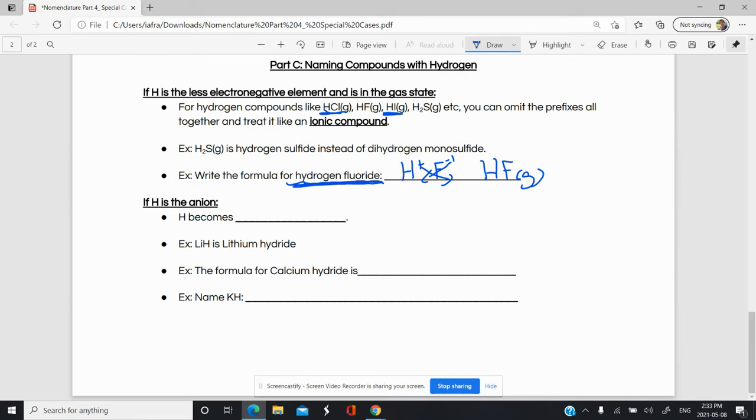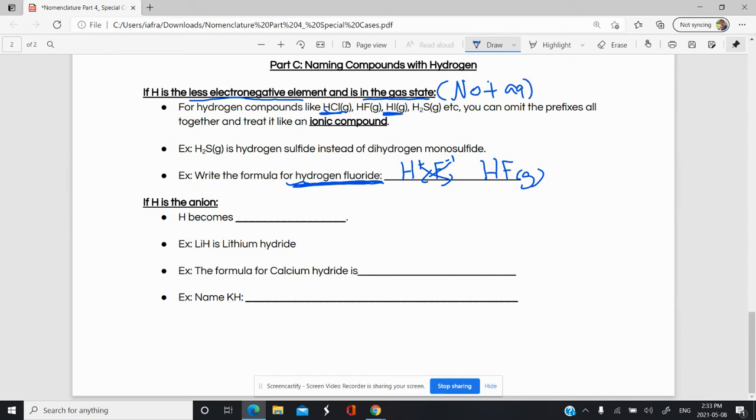So that's just a special case where hydrogen is in the compound as the less electronegative element and in the gas state rather than aqueous. So let's just put that here, not AQ. If it was AQ, you'd name it as the acid.